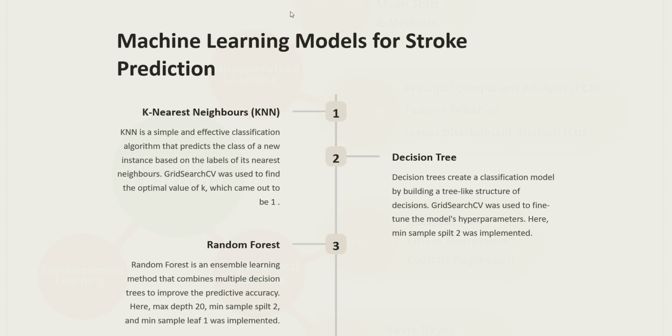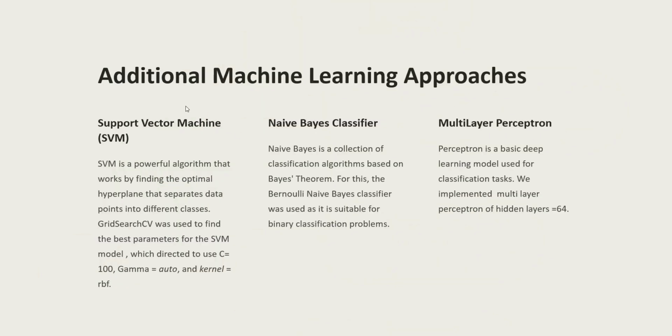Following are the machine learning models that were used for stroke prediction. We made use of K Nearest Neighbour, random forest, decision tree, support vector machine, naive Bayes classifier, as well as multi-layer perceptron. We also made use of grid search CV for hyperparameter tuning in order to get the best possible combination of parameters. This will increase our performance while training and testing on this dataset.